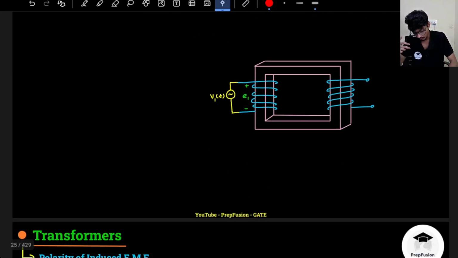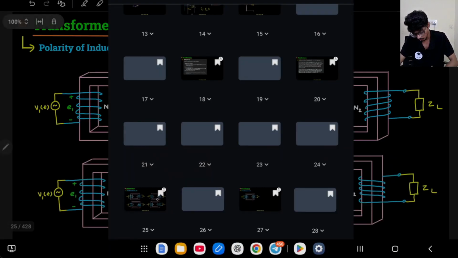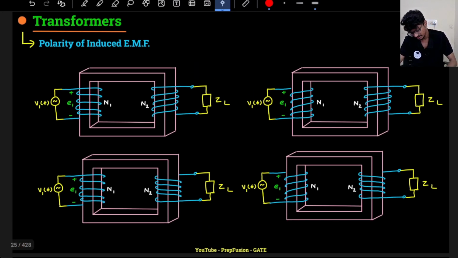We want to clear our concepts even more. Here I have 4 configurations. Pause the video and try it out by yourself. Where will the dots and plus minus be? This kind of exercise we have already done in the chapter 0 lecture as well. So I will start. For the first one, what is happening over here?